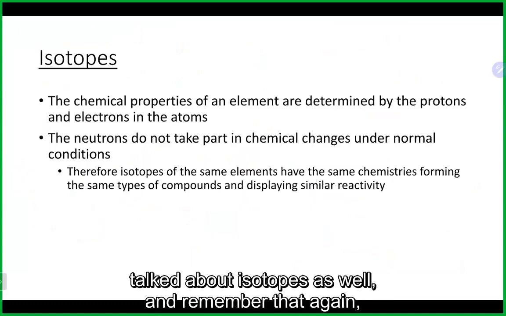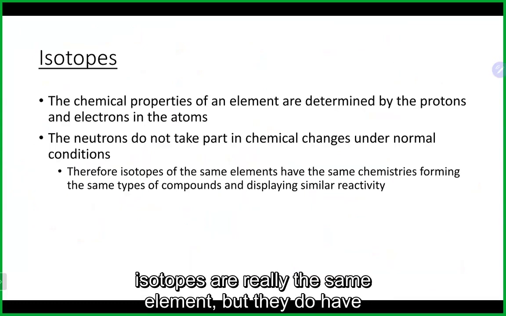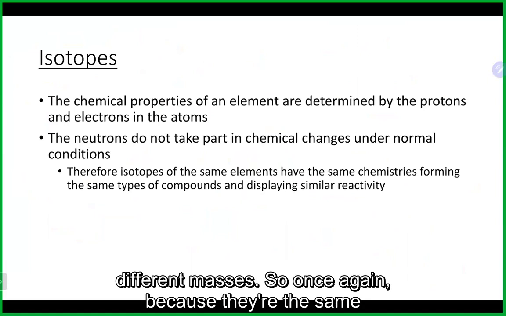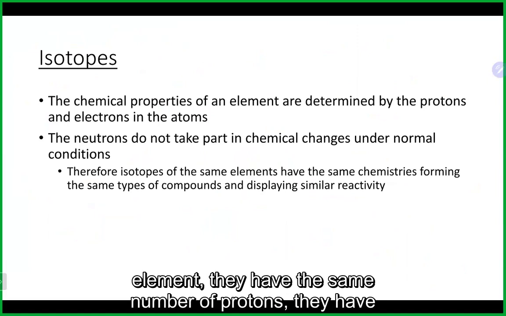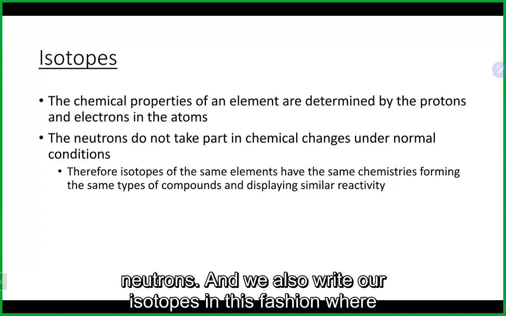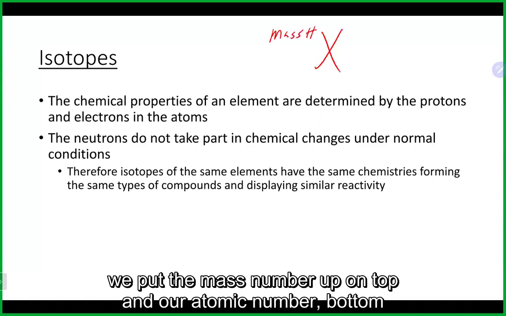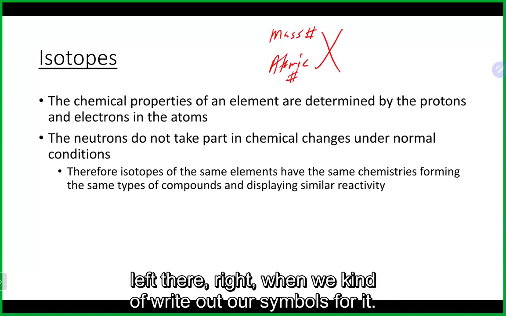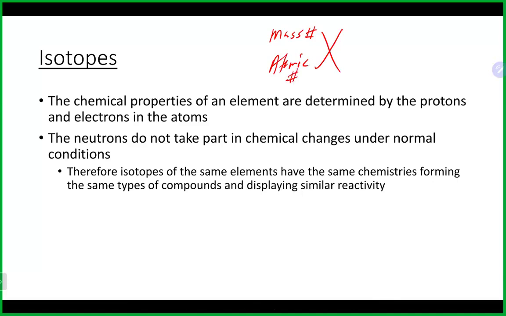All right, so we talked about isotopes as well. And remember that, again, isotopes are really the same element, but they do have different masses. So once again, because they're the same element, they have the same number of protons. They have different masses because they have different numbers of neutrons. And we also write our isotopes in this fashion, where we put the mass number up on top and our atomic number bottom left there, when we write out our symbols for it.